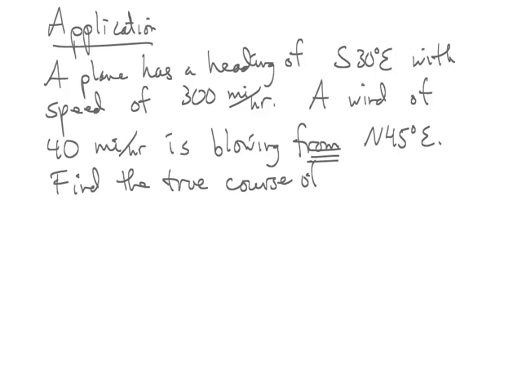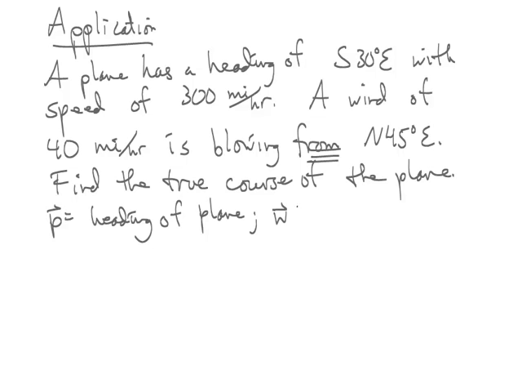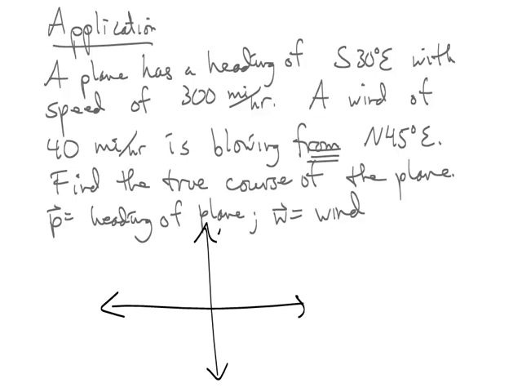So what we're going to do is represent the heading of the plane and the direction of the wind with vectors. So let's go ahead and let P be the heading of the plane, the way it's flying, and W be the vector representing the wind. Okay, so we want to be able to write these in component form. We can see visually basically what's going on here. So we've got north is straight up, west, east, and south.